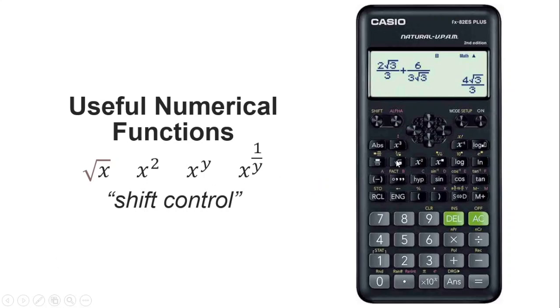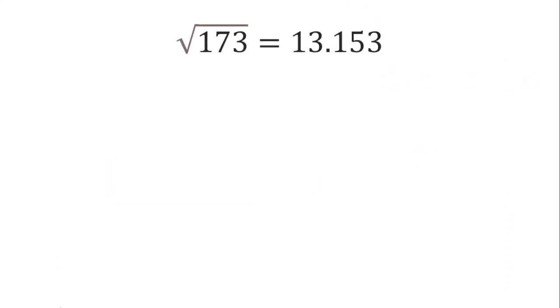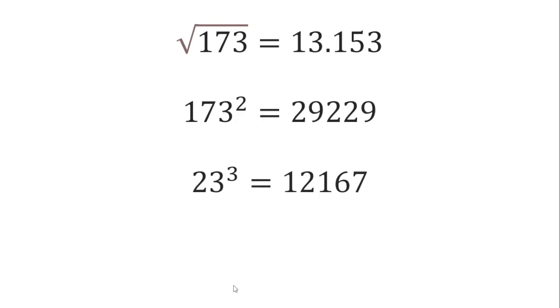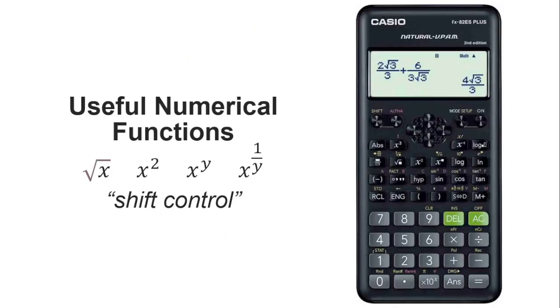And here we have more examples. The square root of 173, you can't really get that by hand, so it will give you 1.153. If you square it, it will give you 29229. If you cube root 23, it will give you 12,167. You can get that function using this function, or this function, then use this. So yeah, calculators are really, really useful.